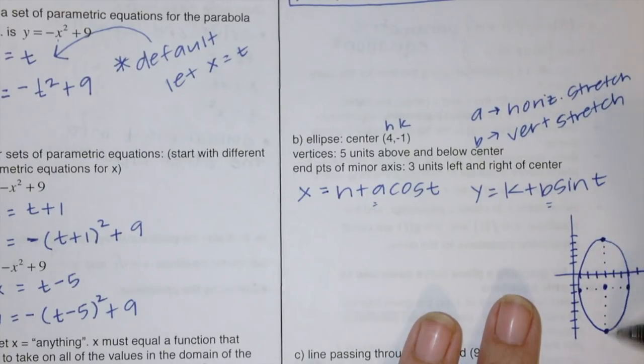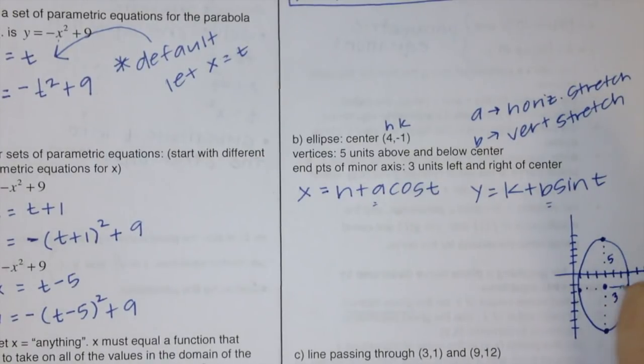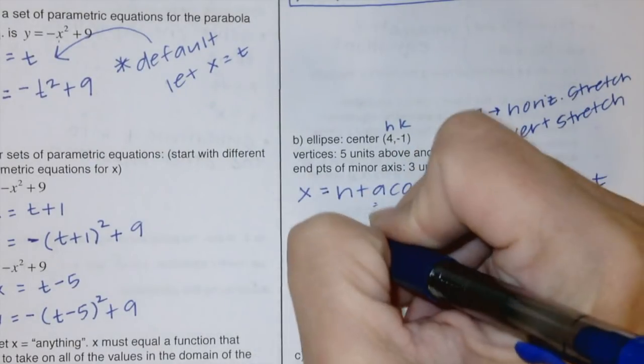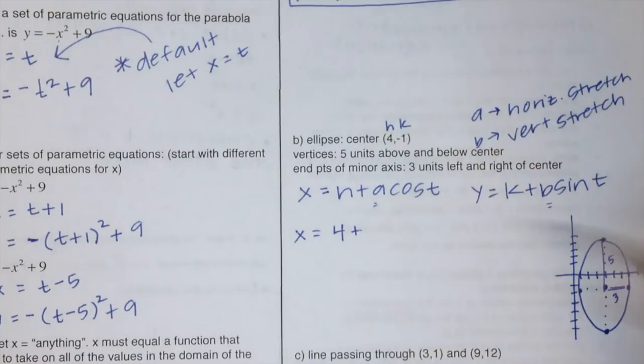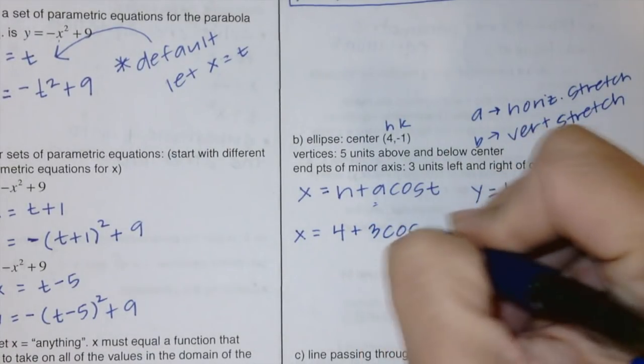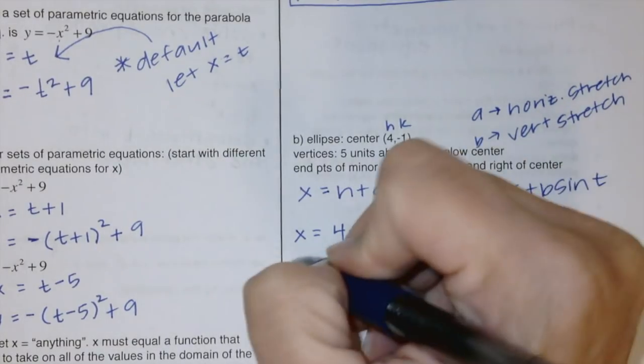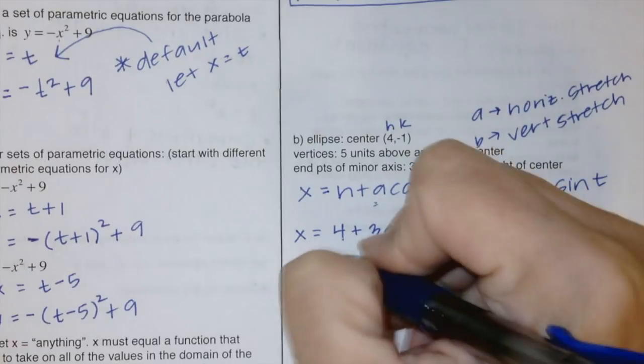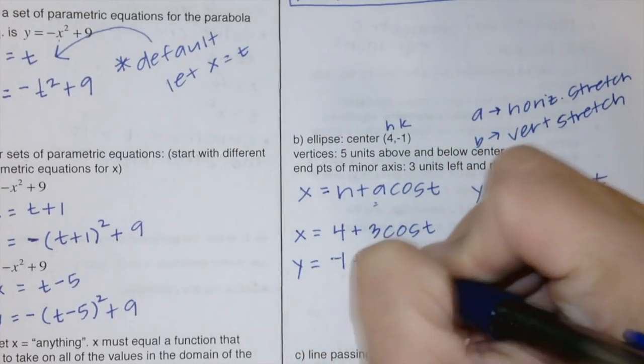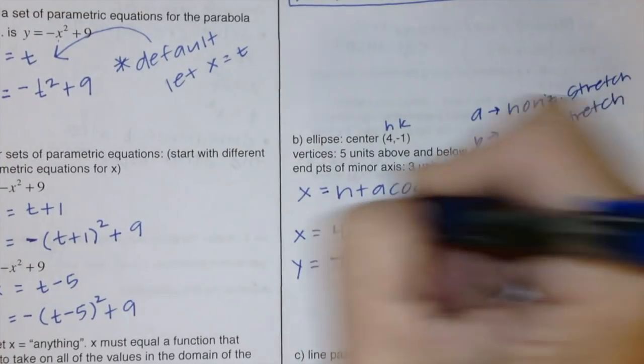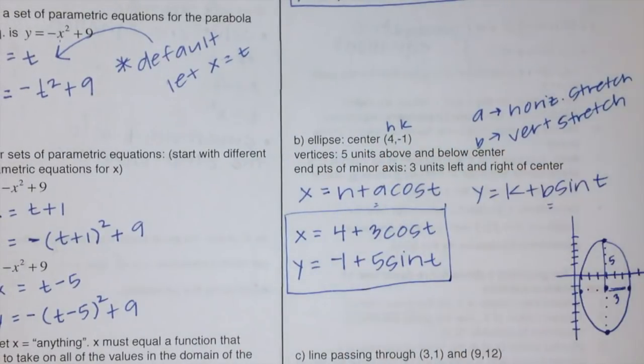So how much did I stretch? You have to be careful here. This is the vertical stretch of 5, and this is the horizontal stretch of 3. Let's fill these out. X equals 4 plus horizontal stretch. Even though the 5 is written first, you don't put it first. We're talking about horizontal and vertical components. And y equals k, -1 plus 5 sine t. All right, plug and chug.